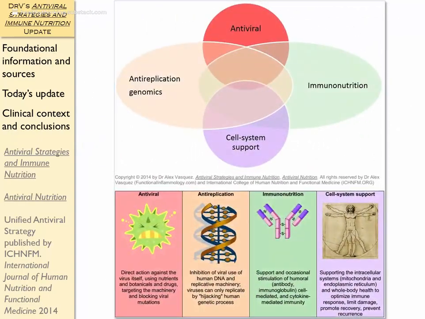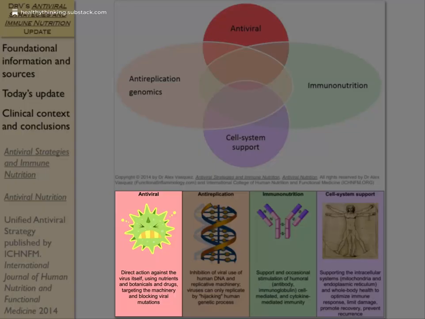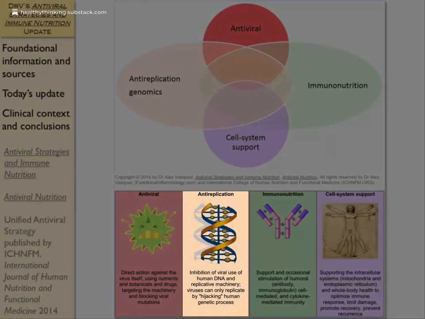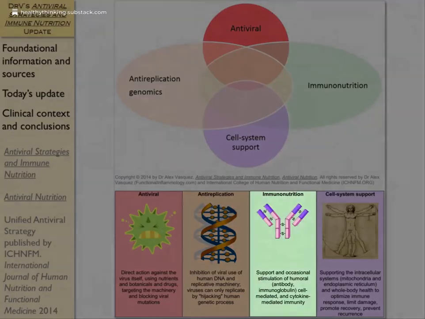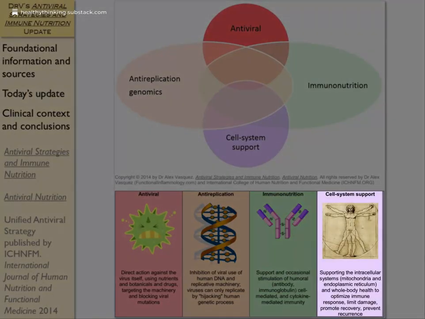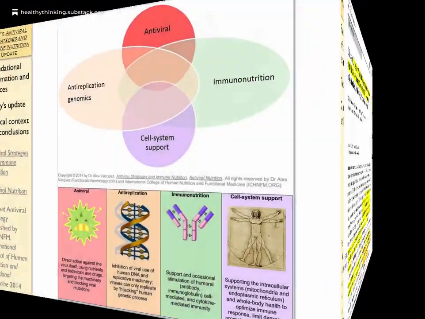Graphically, that's represented by these 2 images from my book, Antiviral Strategies, also Antiviral Nutrition. We want to address the viral component, we want to address the replication of that virus, we want to address immunonutrition, and we want to support cellular and systemic health as well.